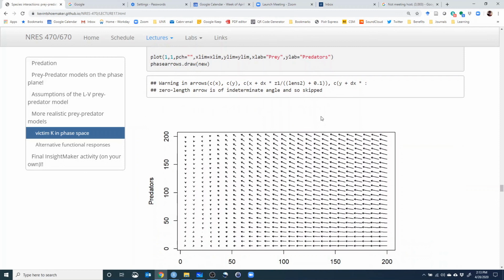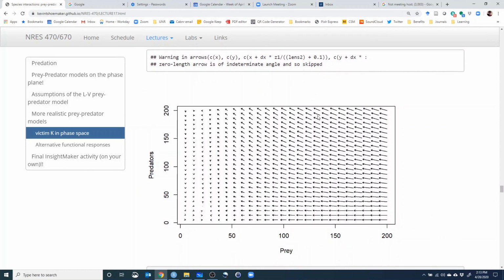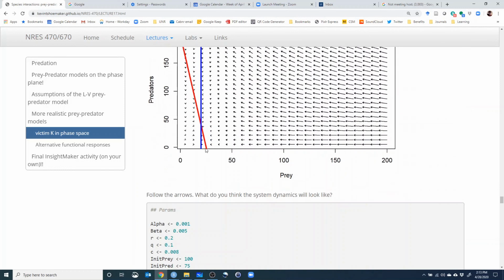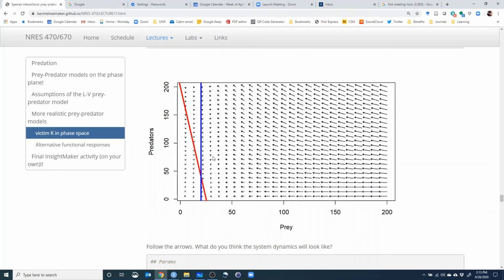If we add a carrying capacity to our prey population, well, what we can see is that at some point, the prey population will self-regulate. Even in the absence of predators, they will have zero growth, which means that point will be on the isocline, because that's what the isocline is, zero prey growth. This is zero prey growth even in the absence of predators, because of density dependence or self-regulation in the prey population. That's the carrying capacity of the prey population.